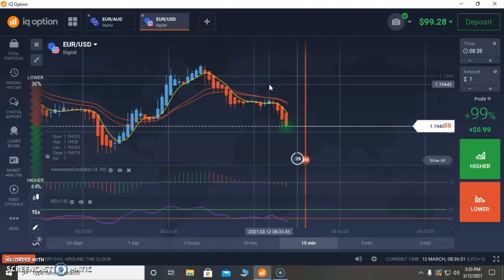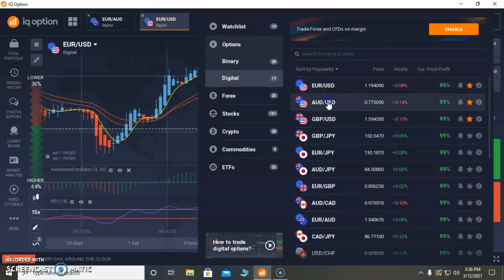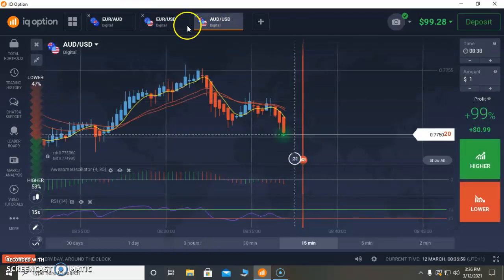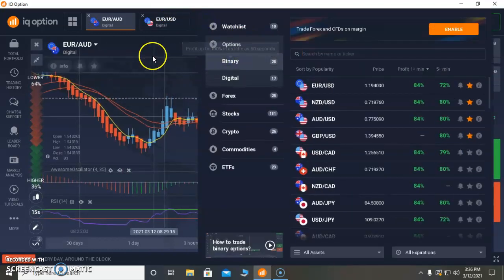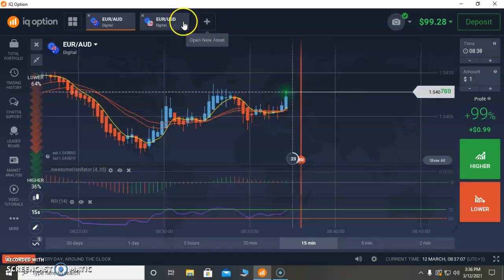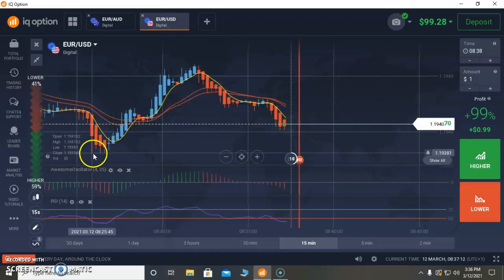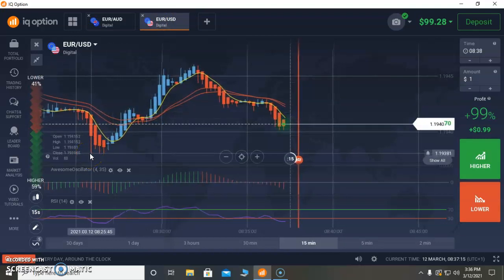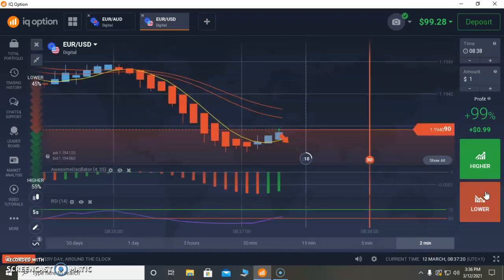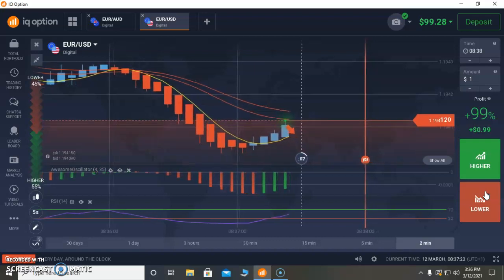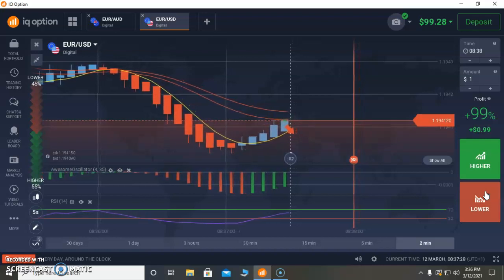Euro USD major pair. Much better than the other. Nasa digital tayo kasi ang binary ay 84% lang. I think this is better. Habulin niya to, so bababa pa siya. If nag-signal lang down, if hindi, wait.